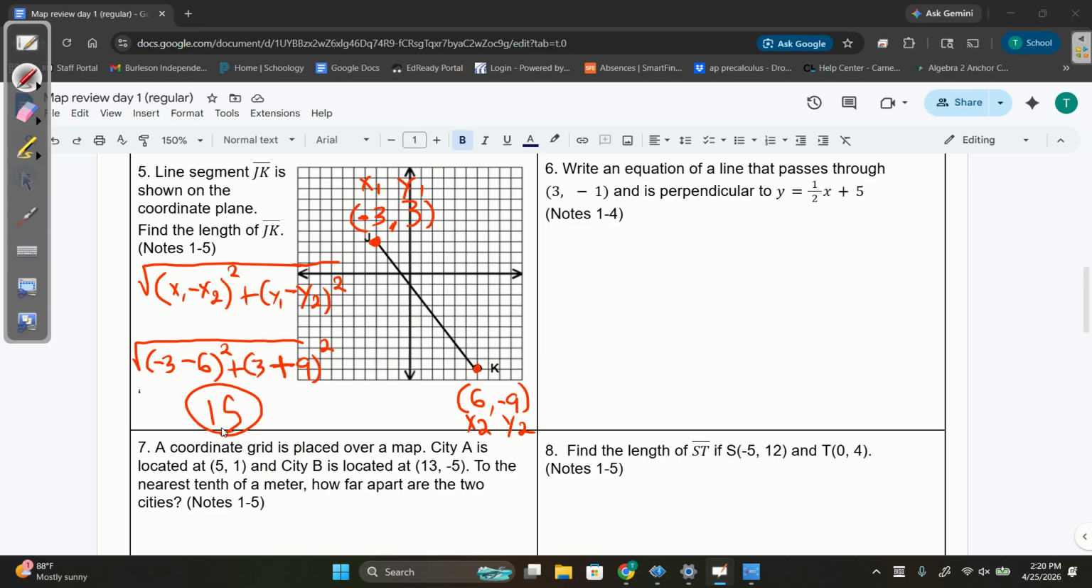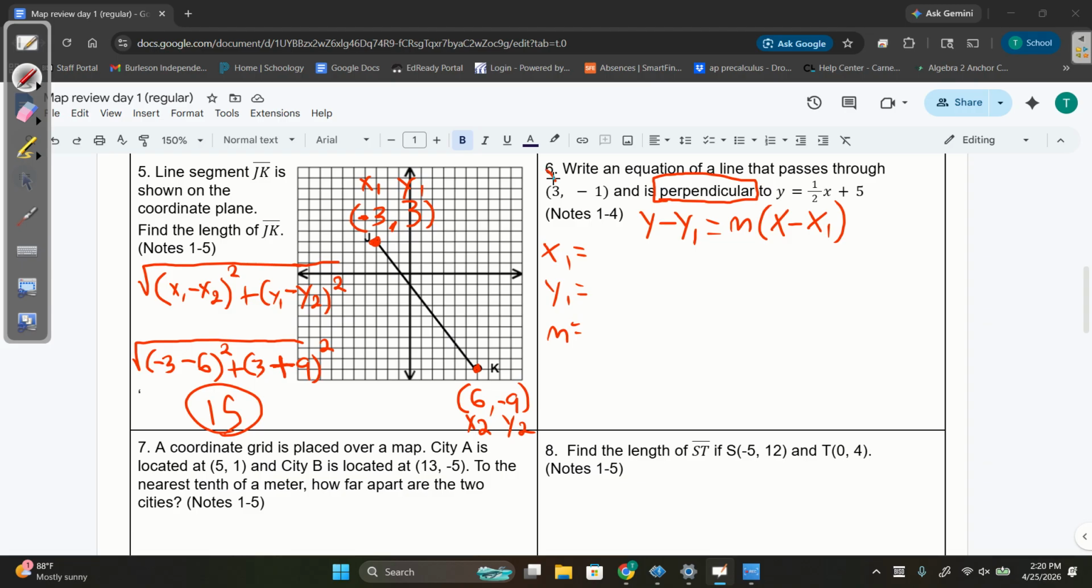Let's try number 6. Number 6 is very similar to number 4, except this time we're asking for a perpendicular line. So we have to do something special with our slope. I'm going to start out by writing our formula here. y minus y1 equals m times x minus x1. So I need to find the variables for x1, y1, and m.